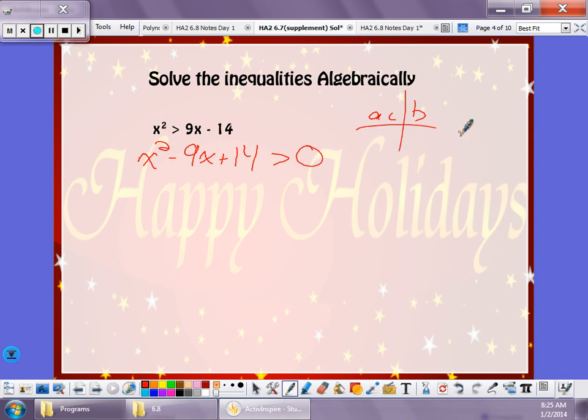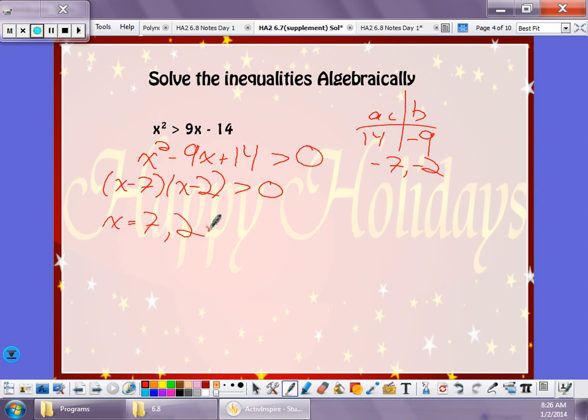So AC is 14, B is -9. So what would your two values be? -7, -2. Good. So you get x minus 7, x minus 2. All right. So then your zeros would be 7 and 2, correct? All right. So those are your two zeros, and that's what you're going to use as a basis for your test point.